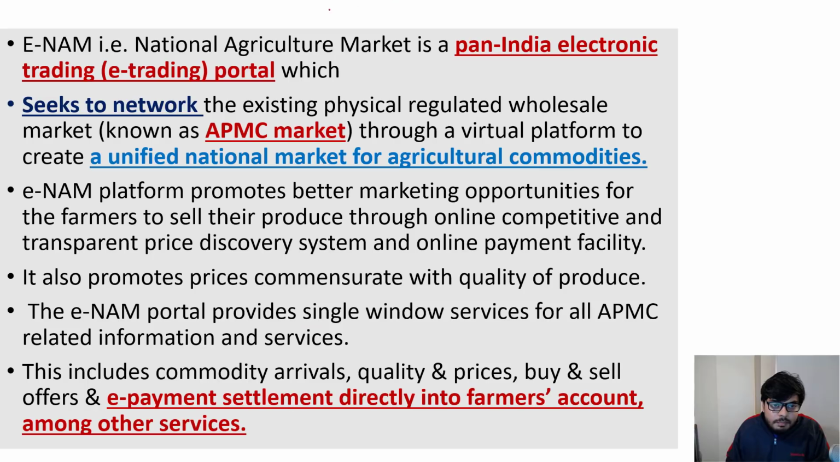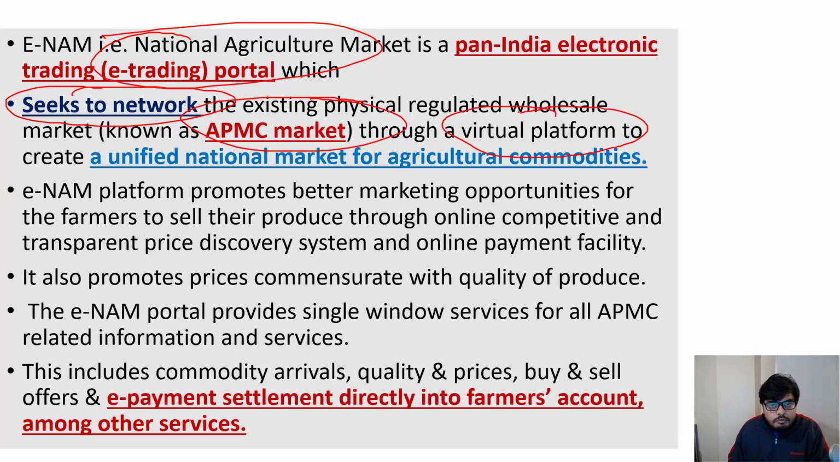It's an e-trading platform. They may ask you regarding this, regarding the category of it. It's an e-trading portal, and it seeks to network the existing physical regulated wholesale markets, which are APMC markets. Okay, and through a virtual platform. So this ENAM would be the virtual platform which will actually join these physical markets of APMCs or these mandis. Okay, so it is going to be the unified national market for agricultural commodities, that we already know about it, because it is not a new scheme.